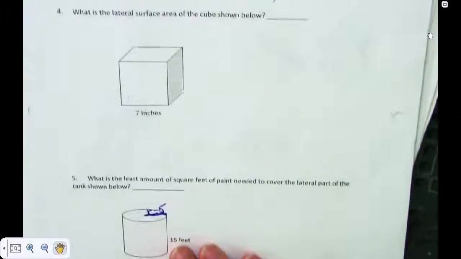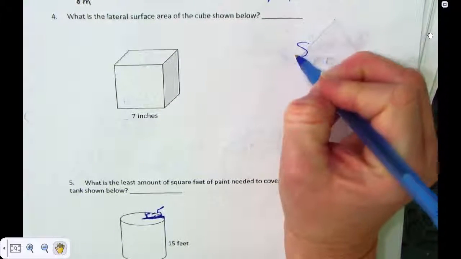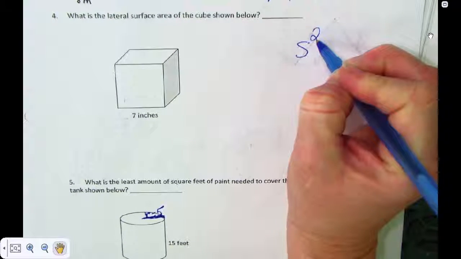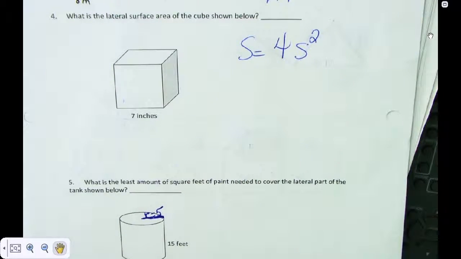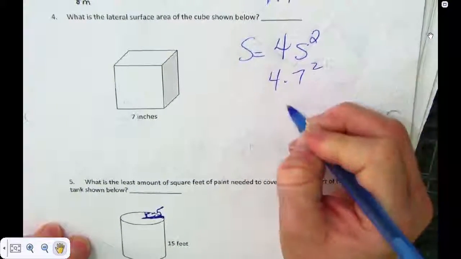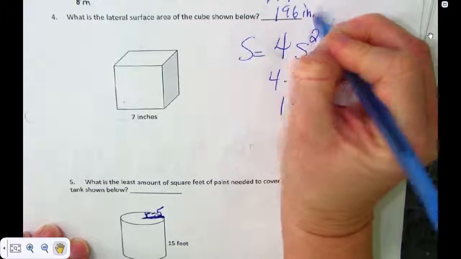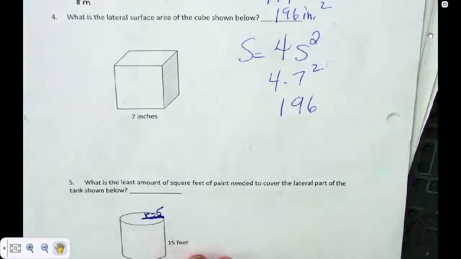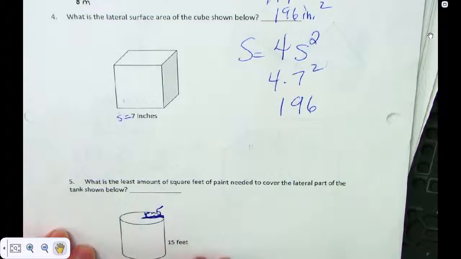Okay, on number 4, we talked about a cube yesterday. How many faces does a cube have? 6. How do you get the area of a square? Side squared gives you the area of 1 square. And if you're doing lateral, you're doing only 4 of them, aren't you? So 4 times 7 squared is? Awesome. Great. And 7 is the side.